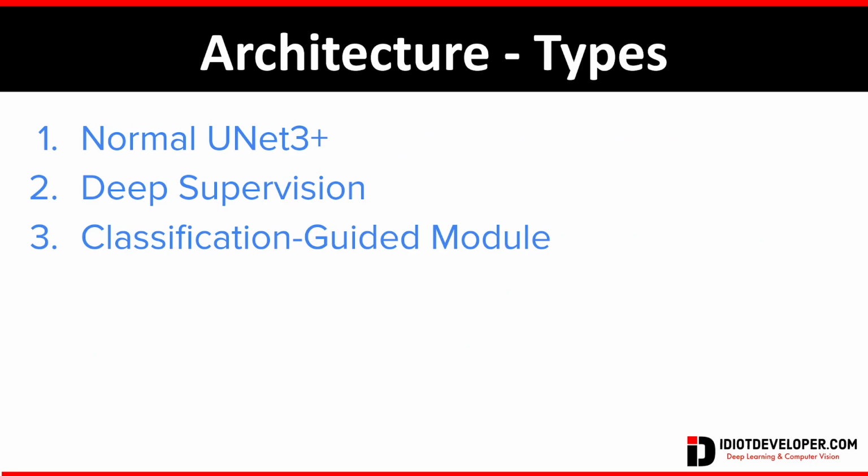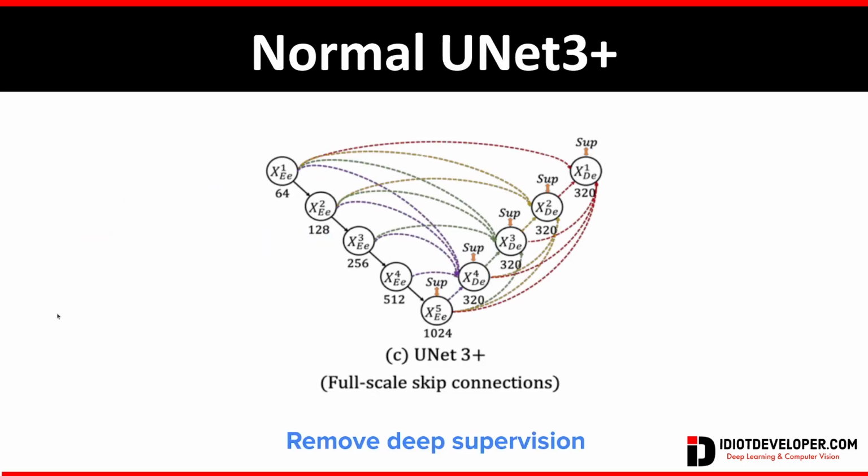Now its architecture types. First is the normal UNet 3 Plus. Second would be with deep supervision. And third, where we are going to implement the classification guided module. First of all, we have the normal UNet 3 Plus. This is one of the diagrams we have in the paper, and I know this is for deep supervision, but just see this diagram and remove these four supervision blocks. Just see the last one, and that would form the normal UNet 3 Plus.